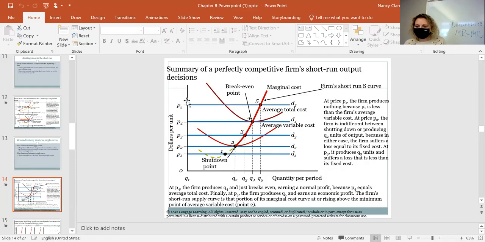And then if we go to P5, or price 5, we're actually making profit because our price is above our ATC, right? If your price is above your ATC, you're golden and you are experiencing profits. Anything above price 4, you're experiencing profits, okay?